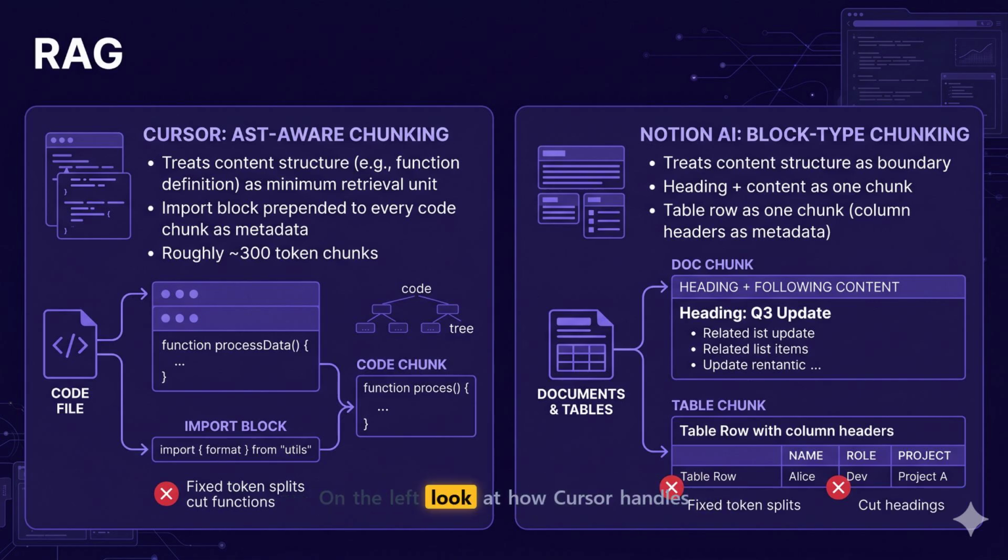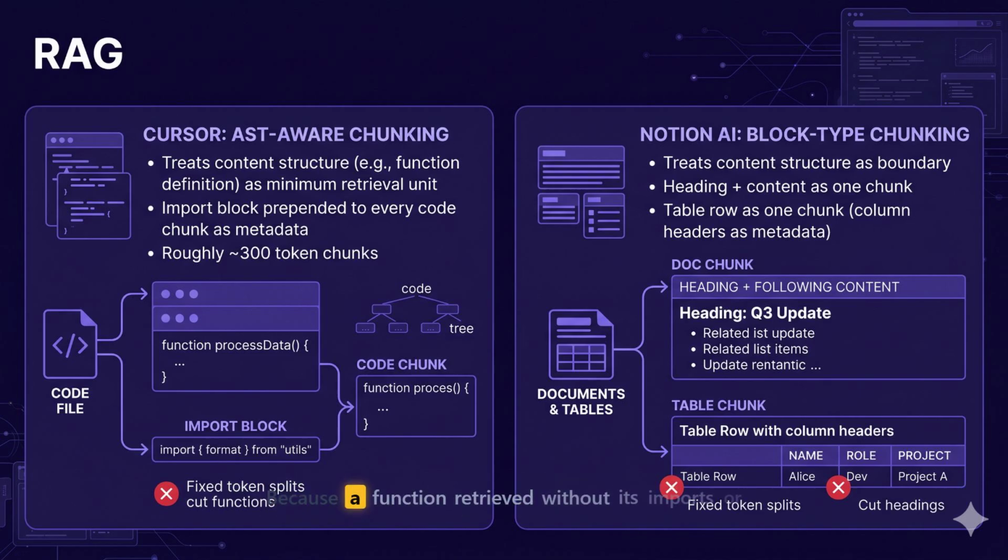On the left, look at how Cursor handles code-based indexing with AST-aware chunking. When you look at that code file moving into the chunk processor, the system parses the code into an abstract syntax tree represented by that small tree graphic on the right of the block. Cursor doesn't slice code at 512 tokens just because a tutorial recommended it. Here is the pattern interrupt. It slices strictly at function and class boundaries. A function that is 300 tokens is kept as one chunk. A function that is 800 tokens is still kept as one single chunk.